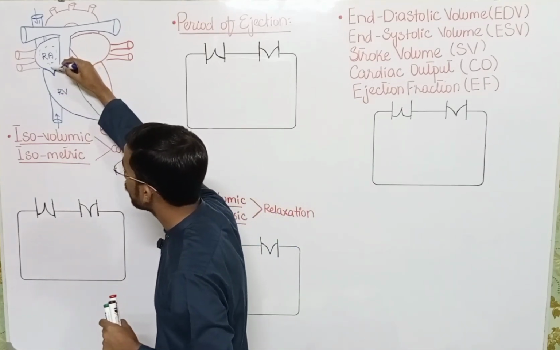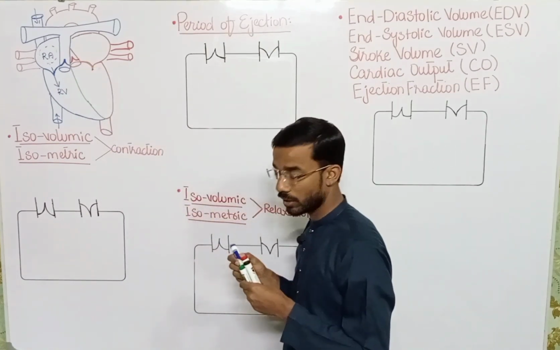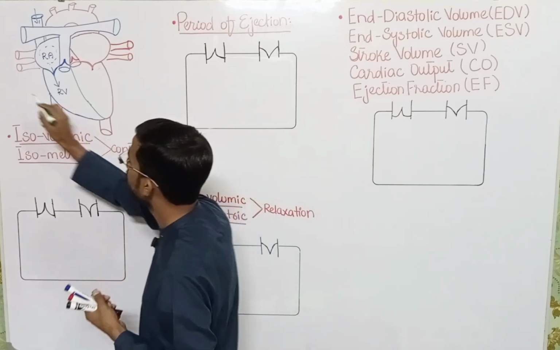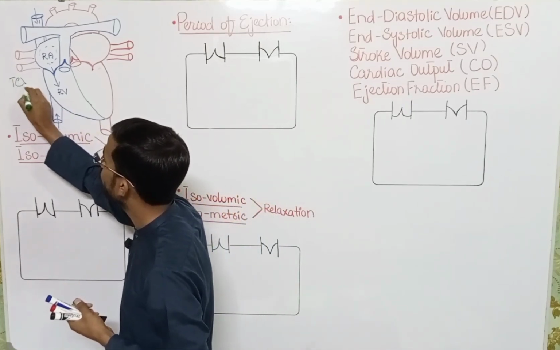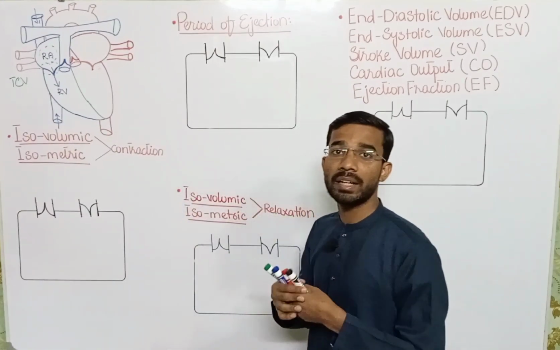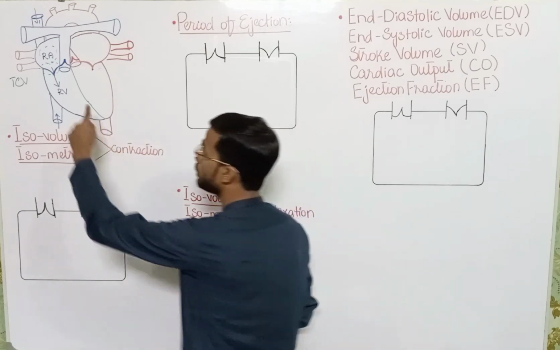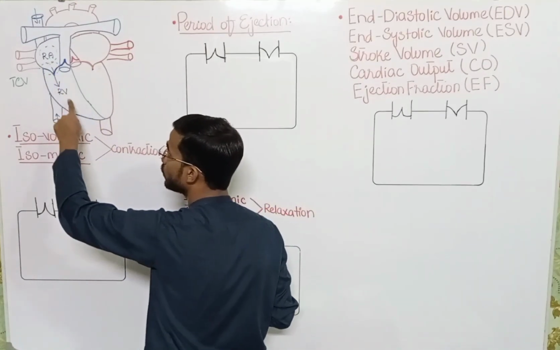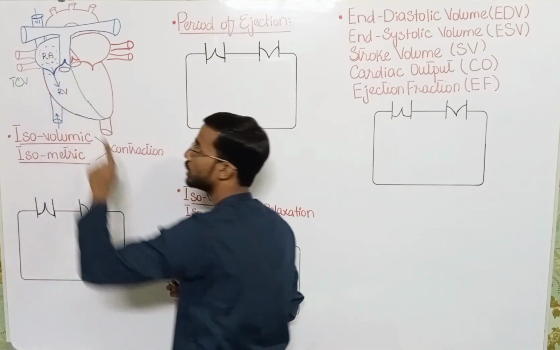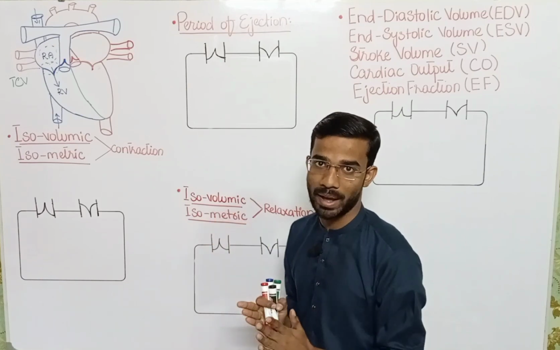From the right atrium, deoxygenated blood enters into the right ventricle through the valve called the tricuspid valve. So here is the valve. Keep in mind that these valves are arranged in such a manner that the blood can enter into the right ventricle, but it cannot flow back into the right atrium. They are especially arranged in such a manner.